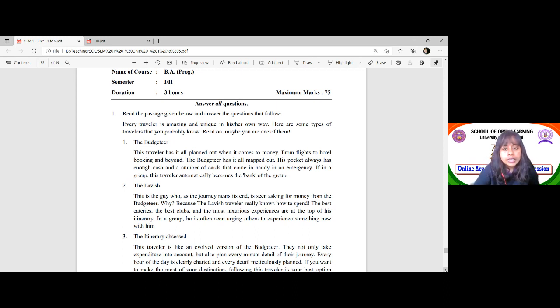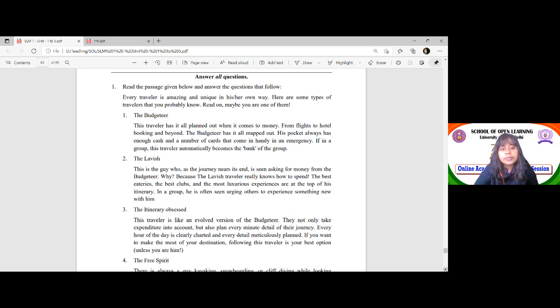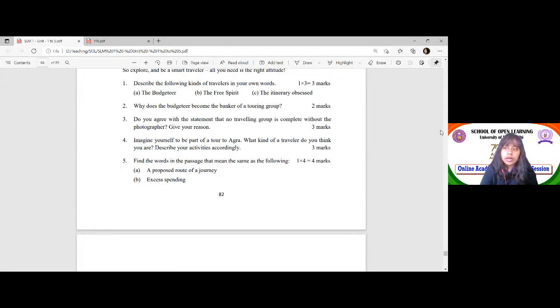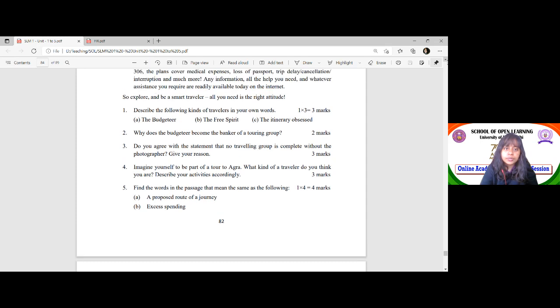So see the first question. You can see that the first question says answer all questions. And there's a passage. We discussed comprehension. So there's a passage and it says to read the passage, and then after reading the passage, you have to answer the following questions, all of them, as you can see. Then they say describe the following kinds of travelers in your own words.